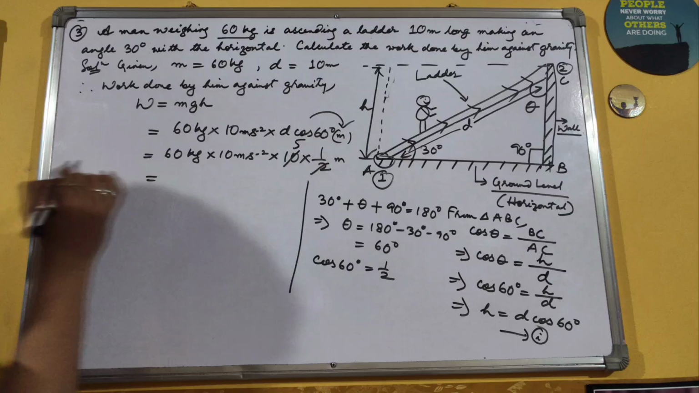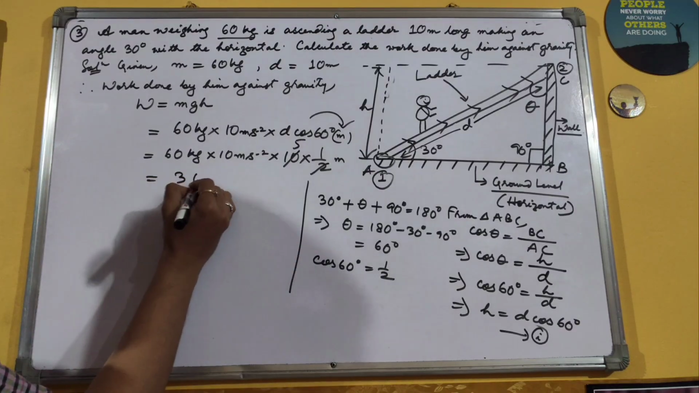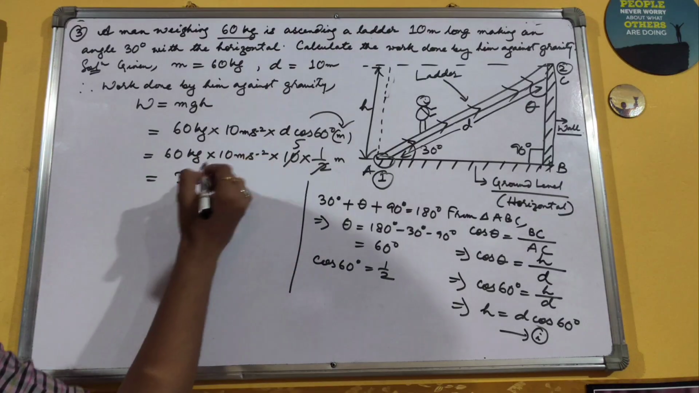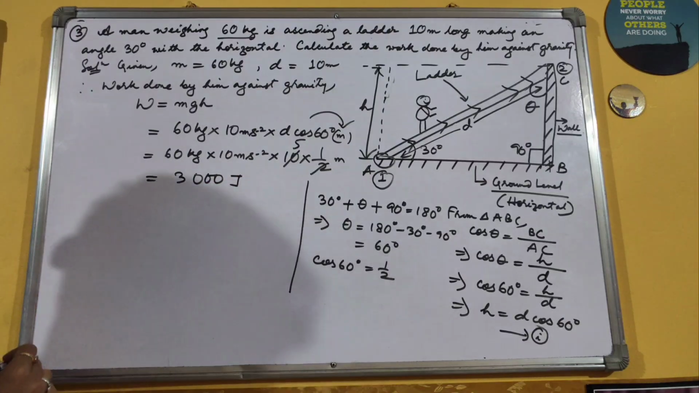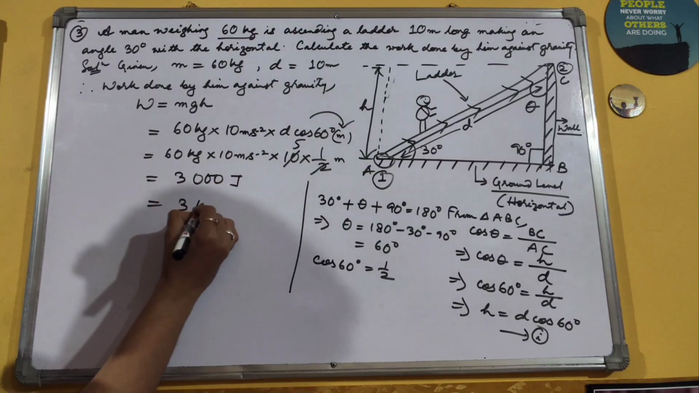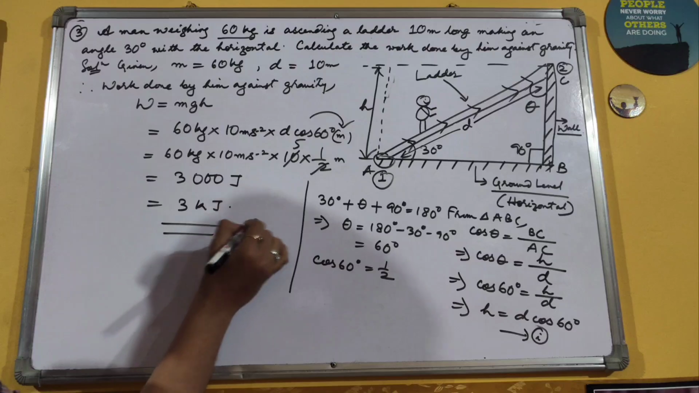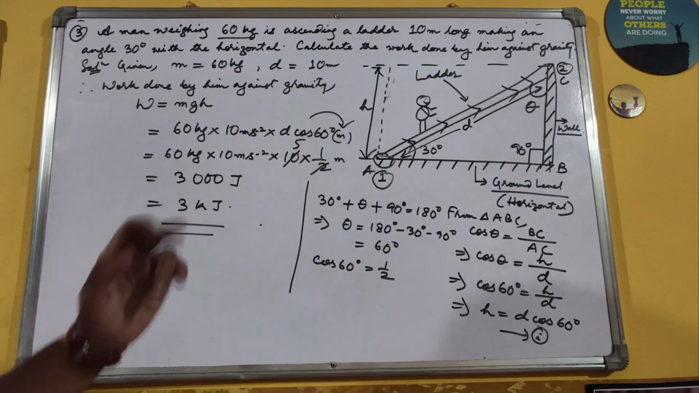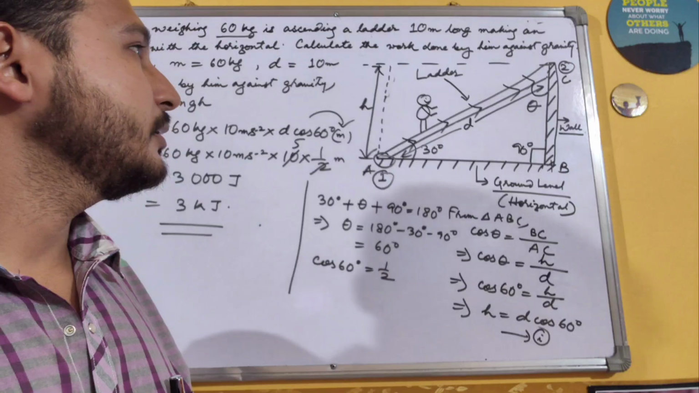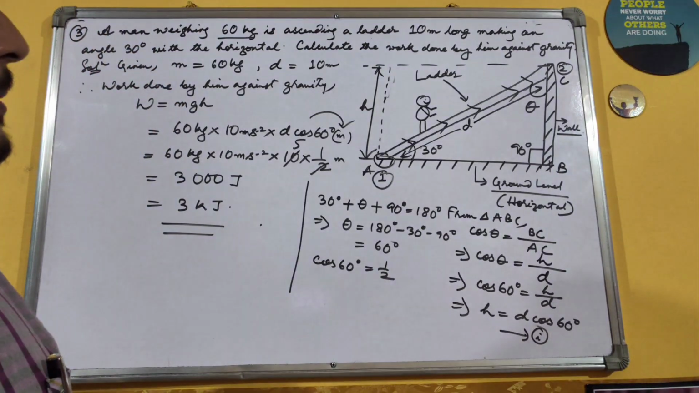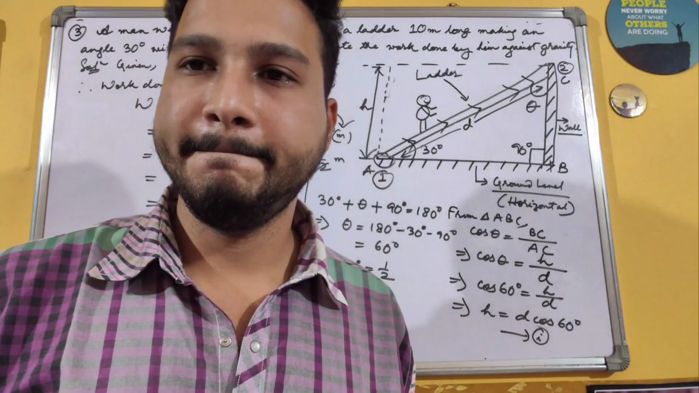So the answer is 3,000 joule, which we can write as 3 kilojoule. That's the final answer. Work done by the man against gravity is 3 kilojoule. This is how we solve a problematic sum by drawing a situation.